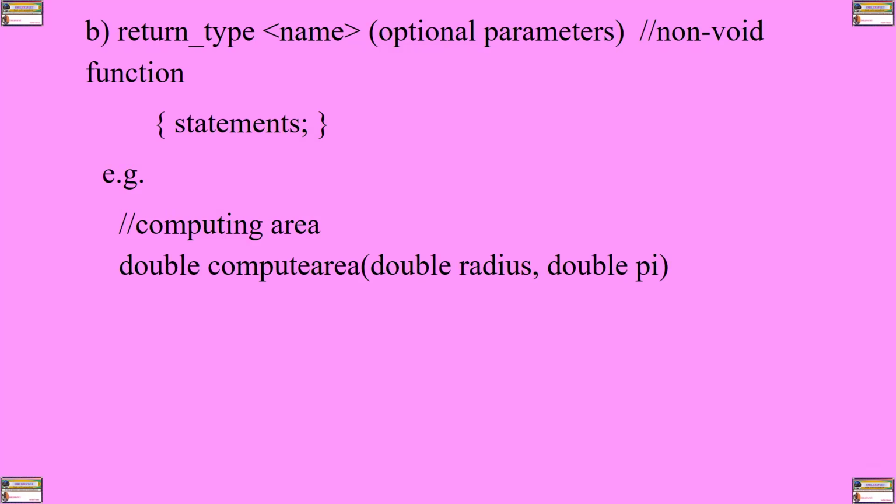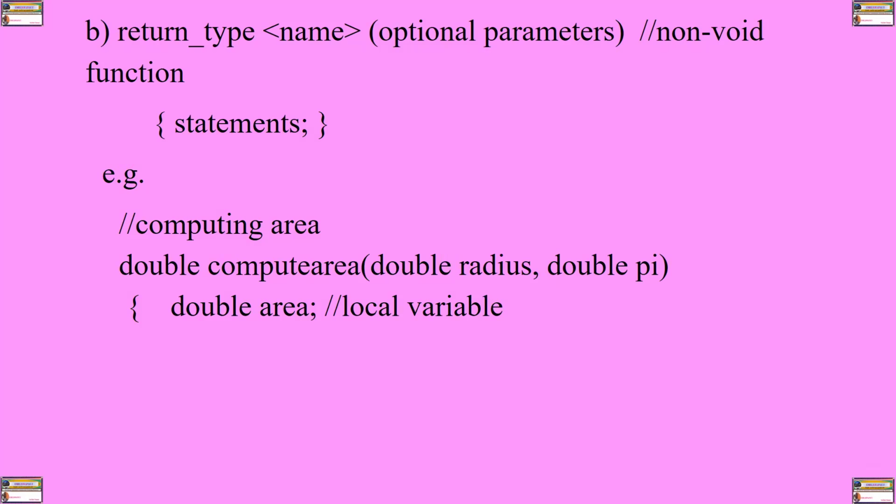The return type for this function, meaning the function called computeArea, is supposed to return a value of type double. So the return type is double. The name of the function is computeArea. Now this function is receiving two parameters. One parameter is radius, and the other parameter is the placeholder called pi, both of which are supposed to hold values of type double.